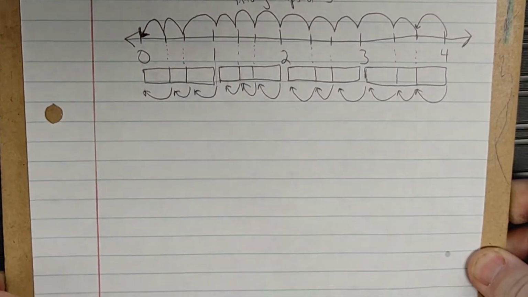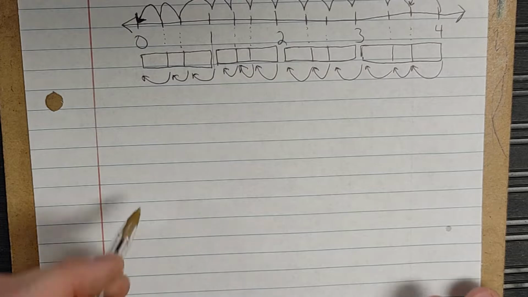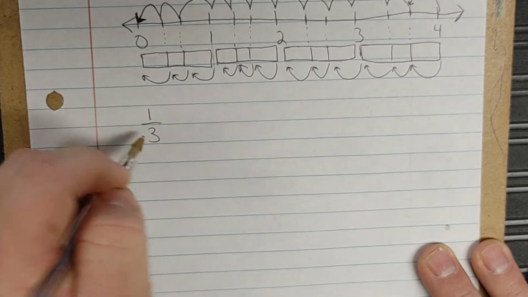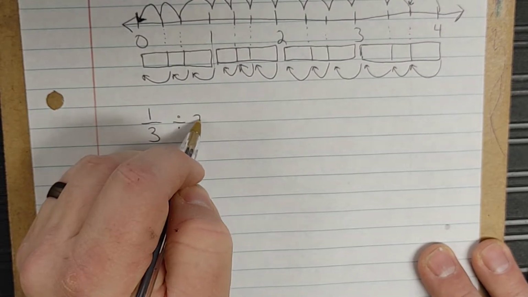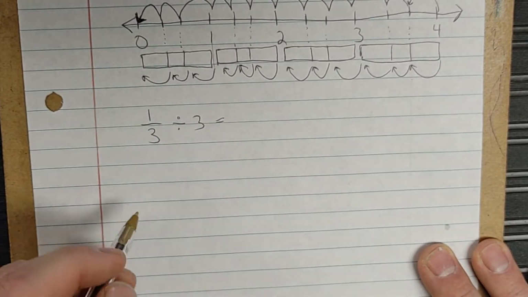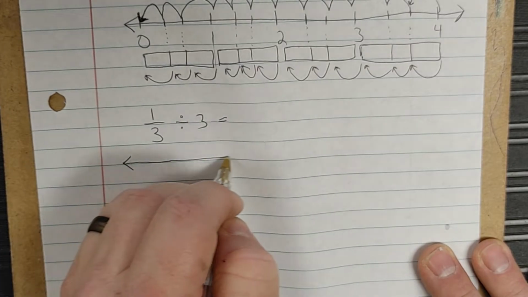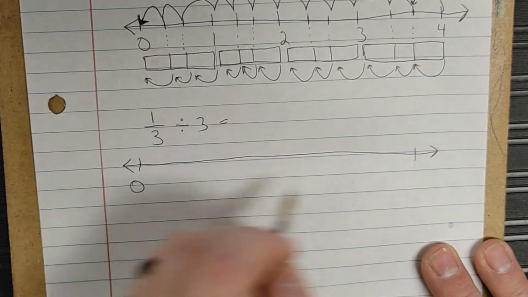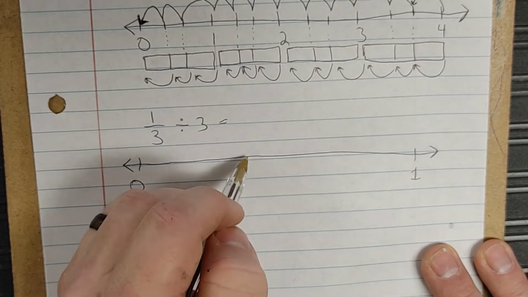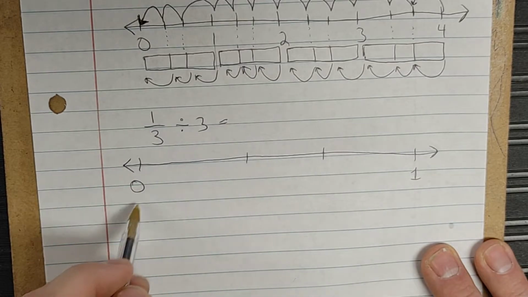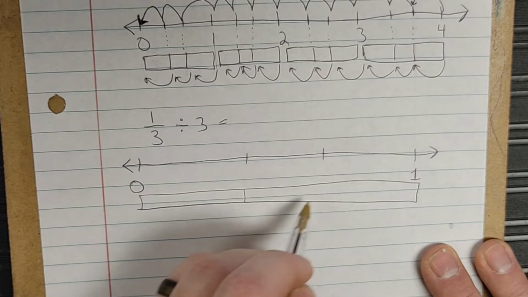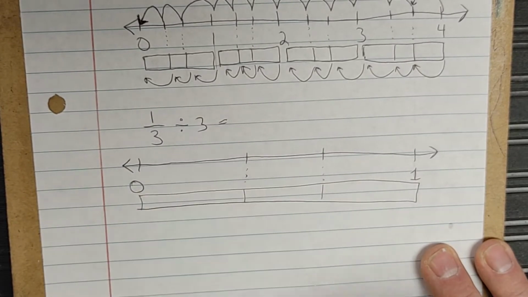All right, let's do one now where I use a fractional amount. Let's say I had 1/3, and I want to divide that by 3. Here, you want to have your open number line and make it from 0 to 1, because you're working with 1/3. It helps to make a giant fraction right below it, cut it into thirds, and your tick marks right above it will show where it is.